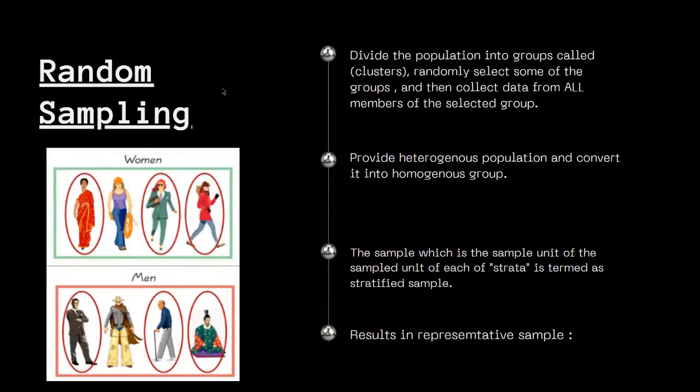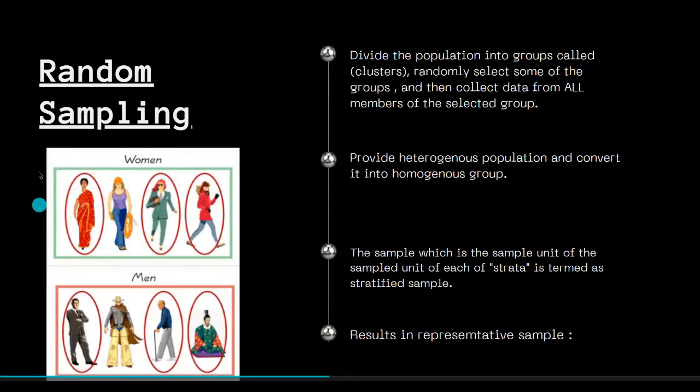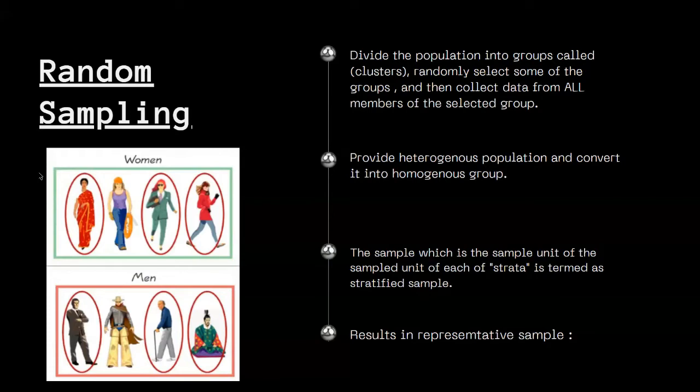Divide the population into groups called clusters. Randomly select some of the groups and then collect data from all members of the selected group. Divide a heterogeneous population and convert it into homogeneous groups. The sample unit of each group is termed a stratified sample. This results in a representative sample. Okay, next slide, please.